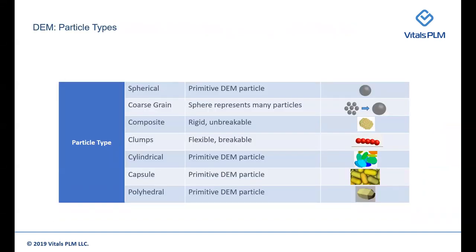Within the DEM, the particle types supported are: the first one is a primitive DEM particle, which is spherical in shape, and the second one is a coarse grain. Coarse grain is a spherical parcel representing many particles, and there's a composite to model rigid unbreakable particles. And when it comes to modeling flexible and breakable particles, there is a modeling option called particle clumps. In addition to the primitive spherical shape, there are also shapes like cylindrical, capsule, and polyhedral as primitive DEM particles.